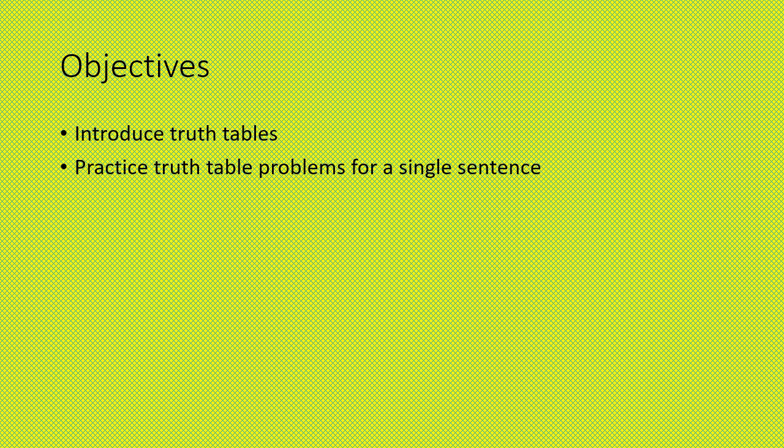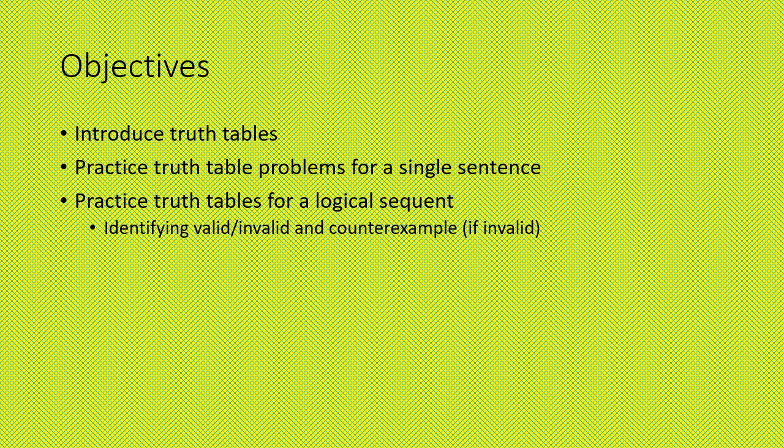The next lectures will have these objectives. First, we'll introduce what truth tables are, then we'll practice truth tables for a single sentence, and then finally we'll practice truth tables for a logical sequence. And then the idea will be identifying if it's valid or invalid, and a counterexample will be needed if it's invalid.